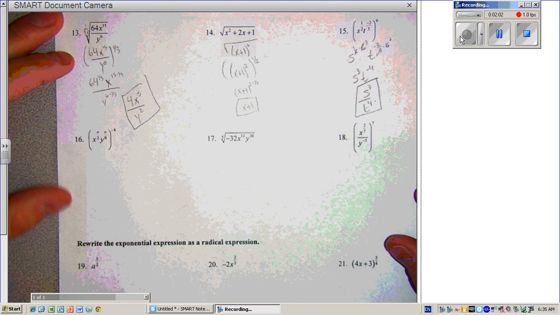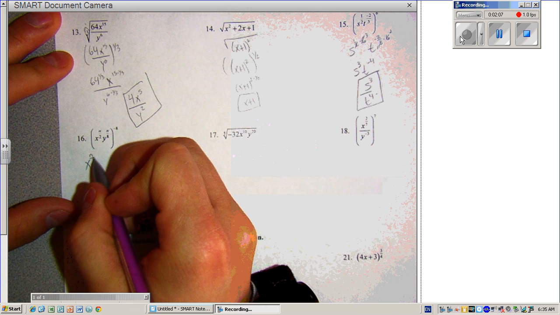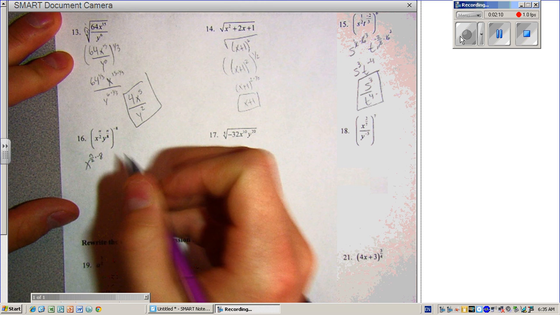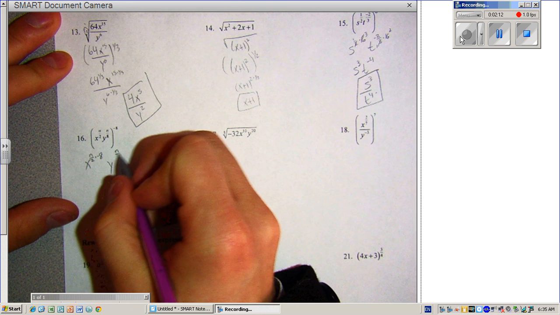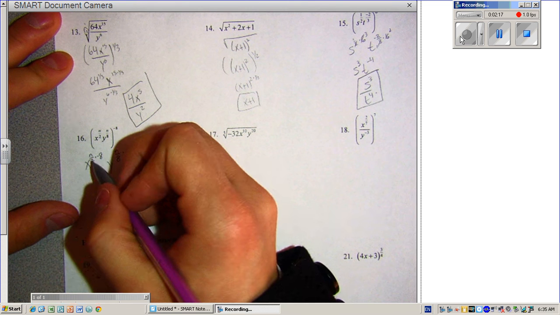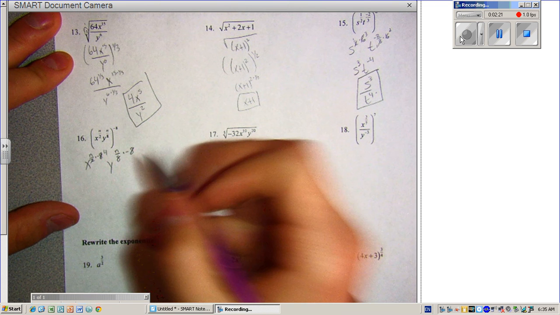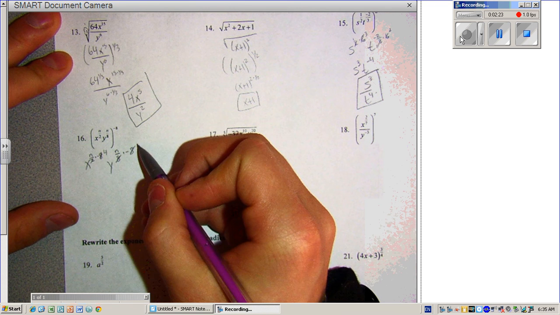Okay, number 16, same idea. I need to think about it as distribution. So I do x to the n over 2 times negative 8, y to the n over 8 times negative 8, and I need to multiply them. I can simplify 8 over 2 into 4 over 1. I can simplify 8 over 8 as 1 over 1.